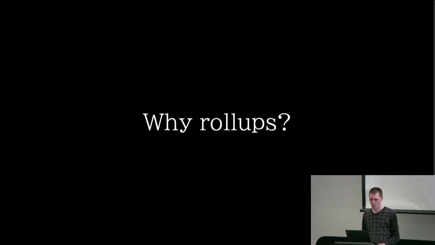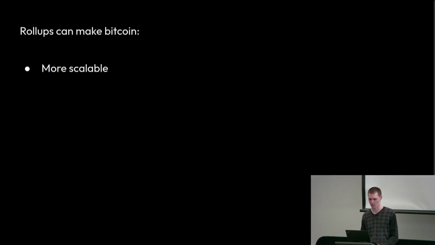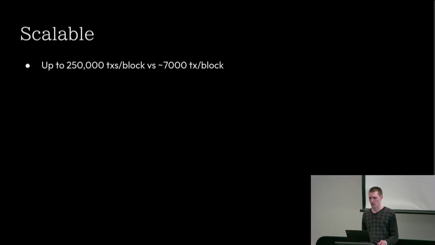So why do we even care about rollups? Why are people working on these things? So one thing is that rollups can make Bitcoin more scalable, supporting up to 250,000 transactions per block versus around 7,000 transactions per block today.